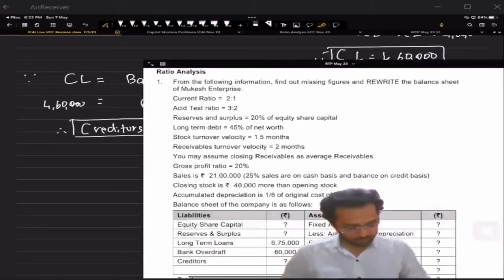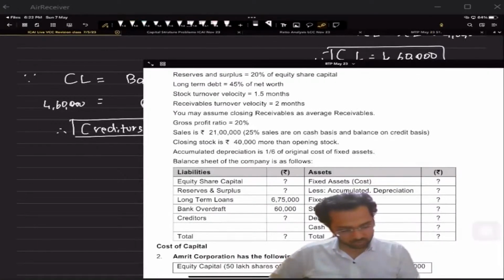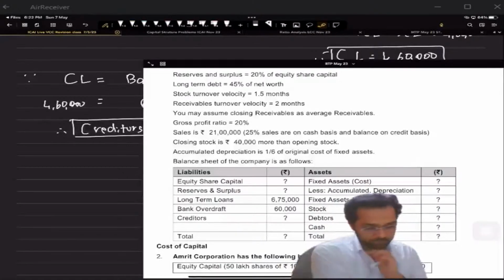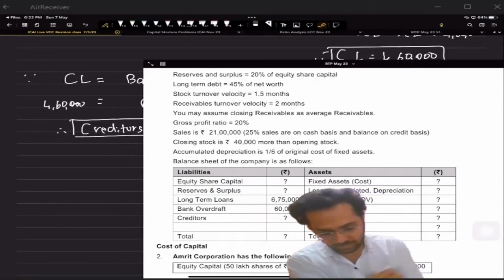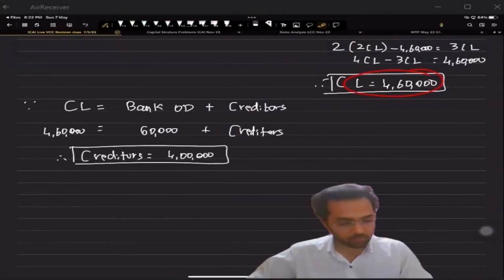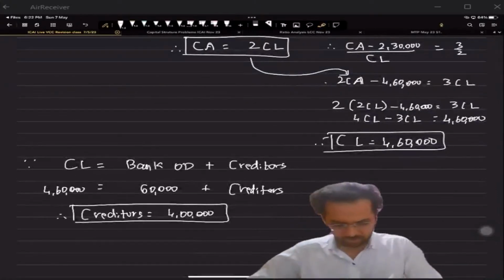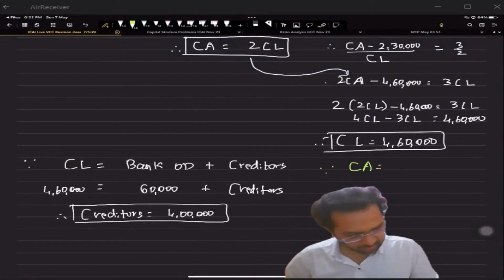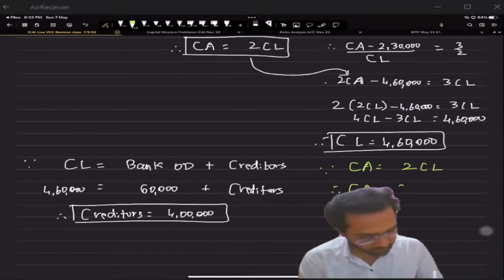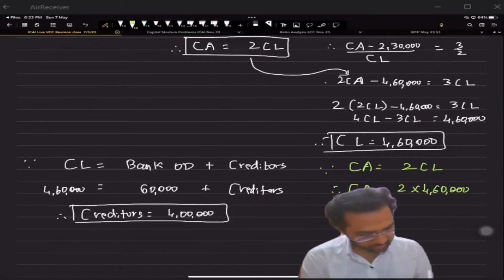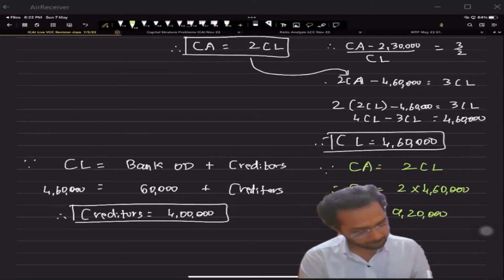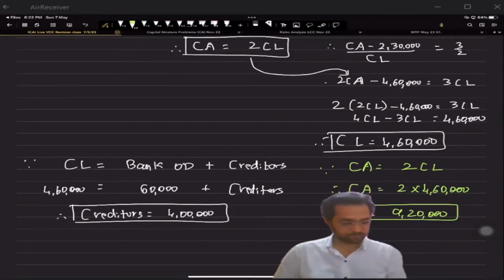Okay, so finally we have got the value of stock, we have got the value of creditors also, and we also have the value of debtors. Now, once we get this current liability of 4,60,000, I can actually get, since current asset is 2 times of current liability, therefore current asset figure will be 2 into 4,60,000, which makes the current asset as 9,20,000.